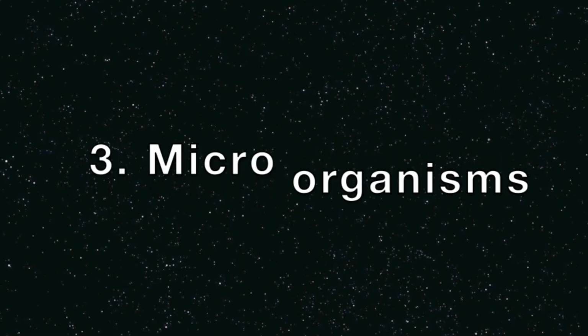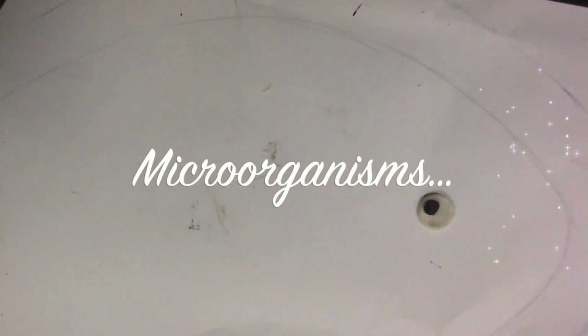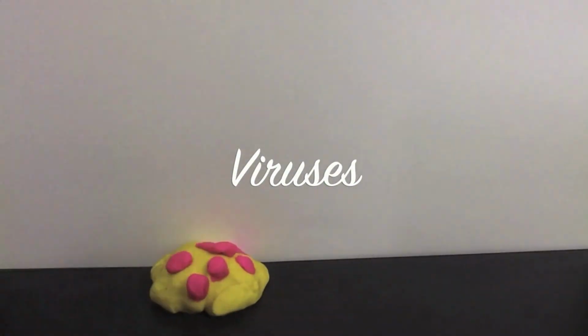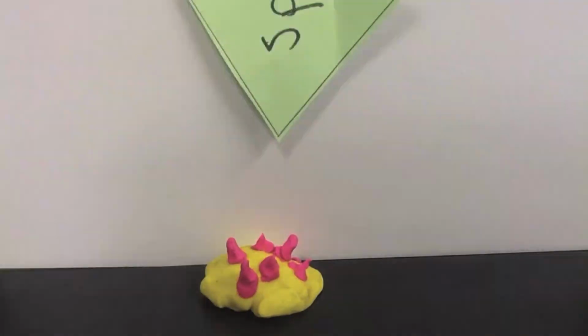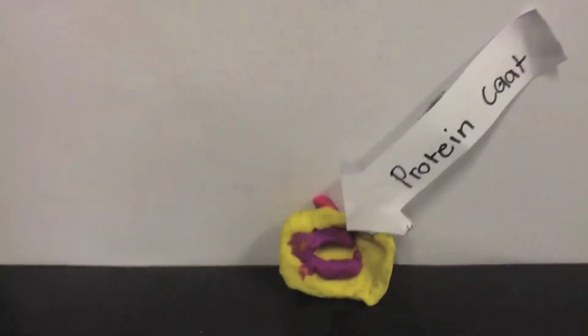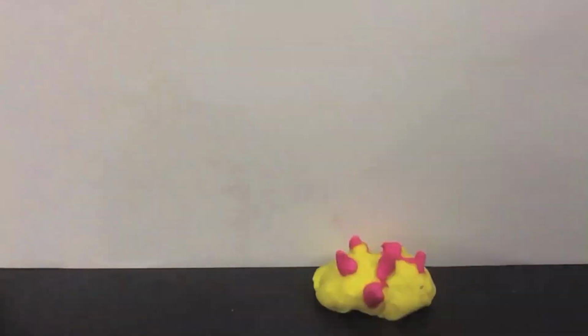3. Microorganisms. Microorganisms reproduce without the need of another organism to mate with. This is a virus. The top pink things are called spikes. The outside shell is called an envelope. And the inside purple thing is called a protein coat.